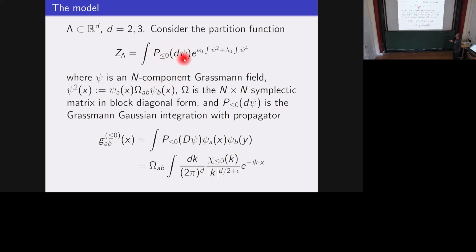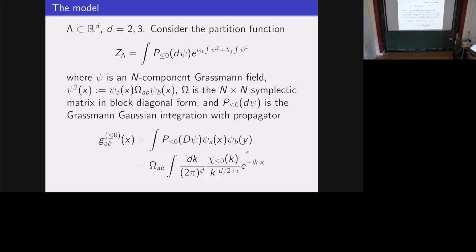This is a reference Gaussian integration. Roughly speaking, it means that you can compute the expectations by expanding this in Taylor series and term by term applying the fermionic Wick rule rather than the standard Wick rule. The 2-point function that completely defines this reference Gaussian integration has exactly the same form as the one I mentioned before. So it's the Fourier transform of 1 over k to the d over 2 plus epsilon with an ultraviolet regulator that is a smooth version of the characteristic function of k smaller or equal than 1. The effect of this is somewhat analogous to the presence of a lattice.